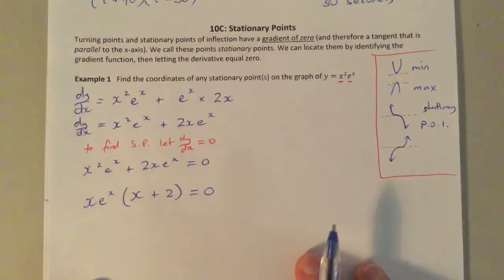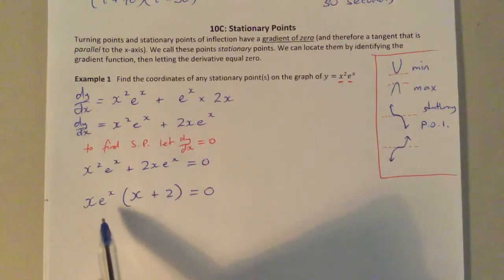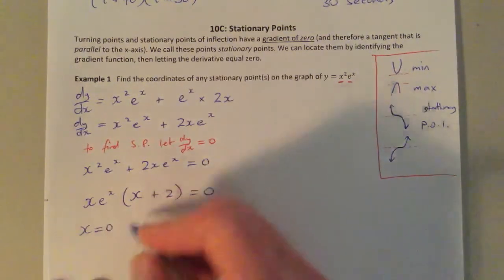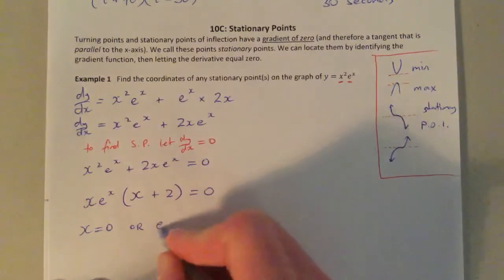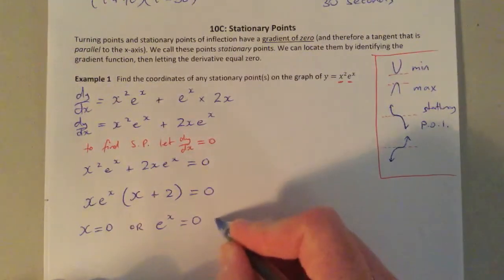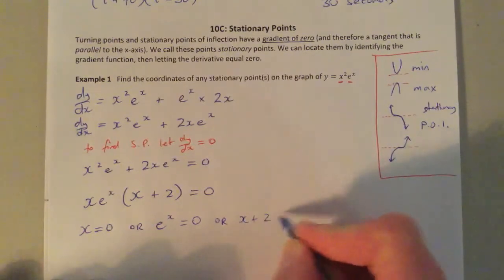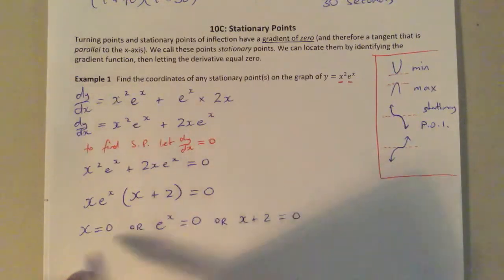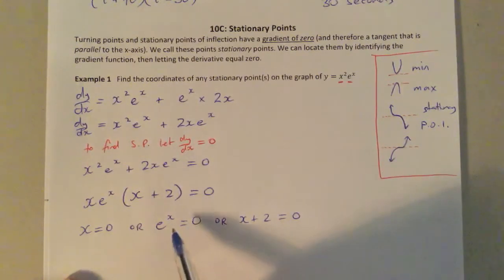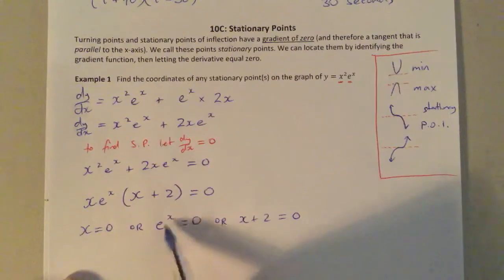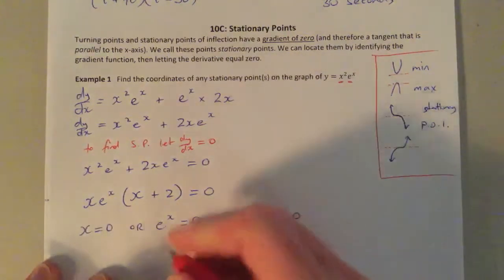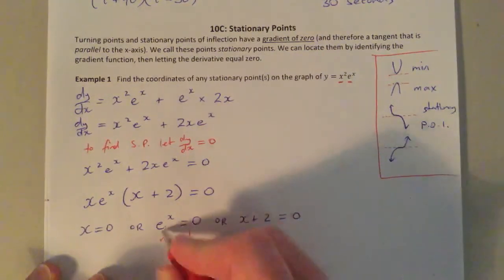By the null factor law, we've actually got three factors here, haven't we? We've got either x equals 0, or e to the x equals 0, or x plus 2 equals 0. Now, x can equal 0, that's a solution straight away. For e to the power of x equals 0, remember that there's no power of x you can put on a positive base that's going to make it equal 0. If you picture the graph of e to the power of x, it never actually reaches the x-axis. So this is going to have no solution.